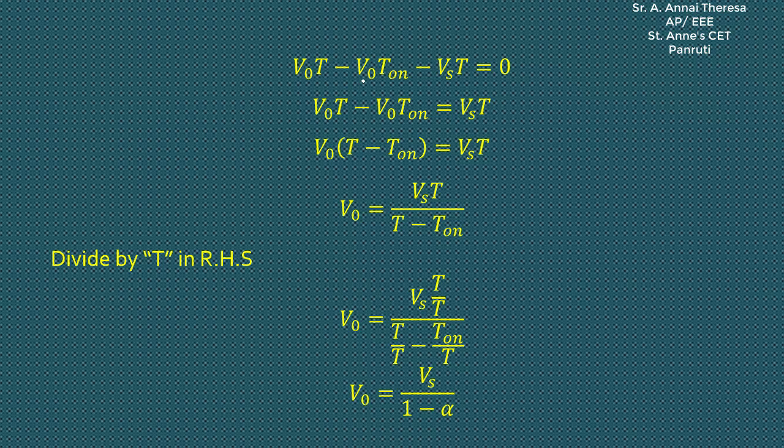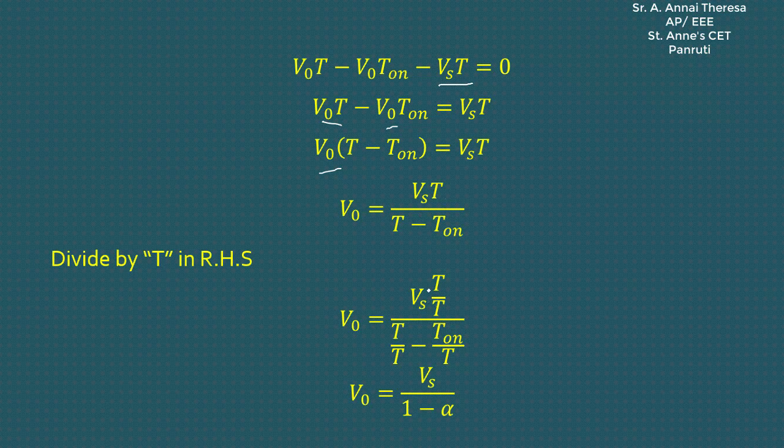So V0 T minus V0 T on minus Vs T is equal to 0. We can bring this term Vs T to the right hand side, so it will become plus. Then if you take this V0 out, you will get this equation. From this you can find the value of V0, that is V0 is equal to Vs T divided by T minus T on. Now we can divide all the terms by total time T.